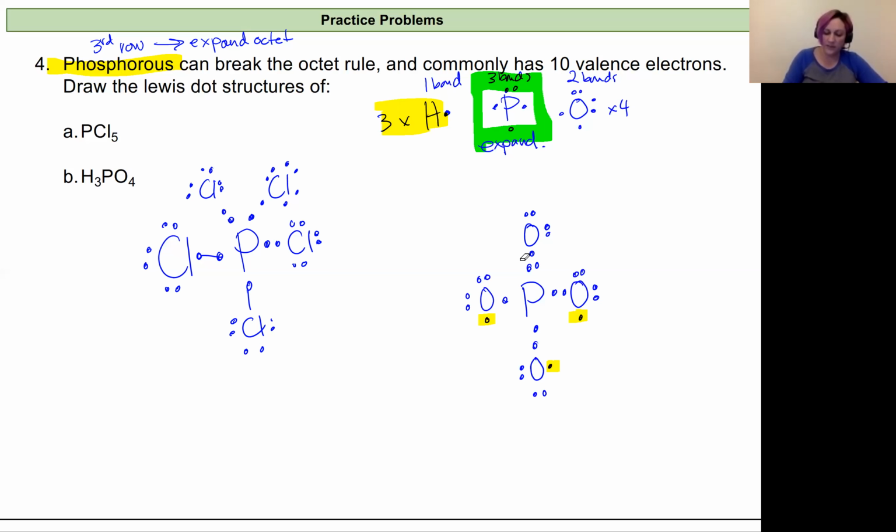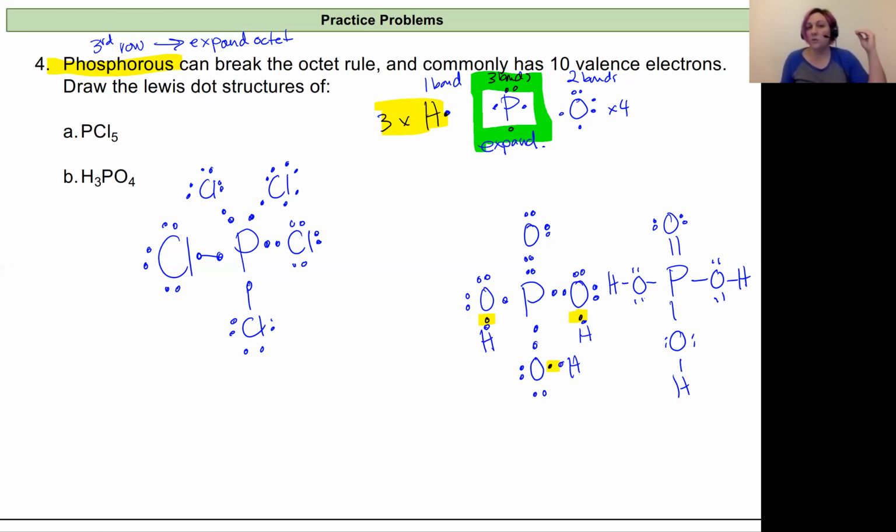I'm going to do a little erasing. Like that. So I'll have a double bond. Then my hydrogens can come in and they can form a bond to my oxygens like this, which is fantastic. So now I'll redraw this so it's clearer. I'll have a phosphorus double bonded to an oxygen, and then each of my other oxygens will be bonded to a hydrogen. And my oxygens all obey the octet rule, my hydrogen obeys the duet rule, and my phosphorus has 10 electrons around it. It expanded its octet.